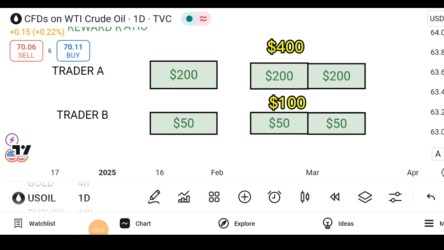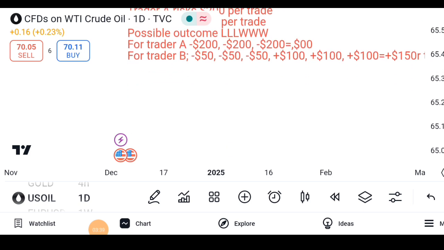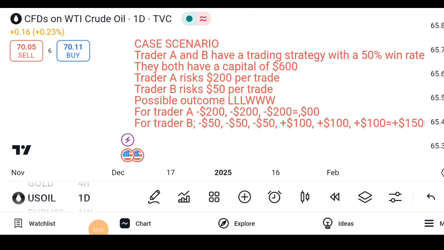So it's just like any other business. The more you put in, the more you earn. So it's just like that. But as well, we are going to see which trader is better. Which trader would you rather be, trader A or trader B? So let's go back to our scenario. And the possible outcomes is like this. You could have 50% win, 50% loss. So I designed it in form of six possibilities: 3 losses, 3 wins.